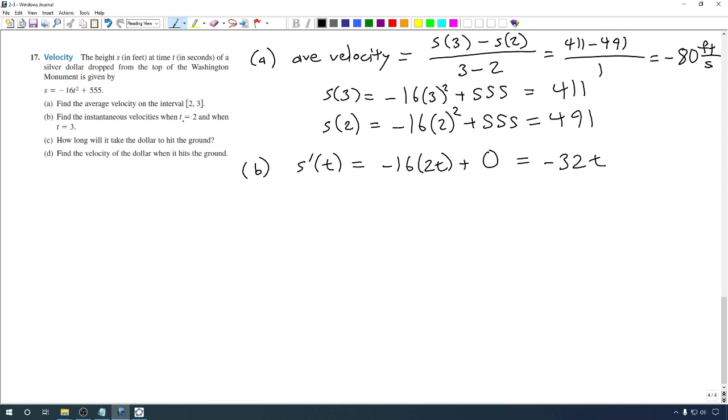And that means that at t equals 2 and t equals 3, if we just go ahead and compute those, s prime of 2, we have negative 32 times 2, or negative 64. Now this is a derivative, but we can compute the derivative by remembering that it is a limit of these velocities. Velocities were feet per second in this case. That means our derivative is still in feet per second.